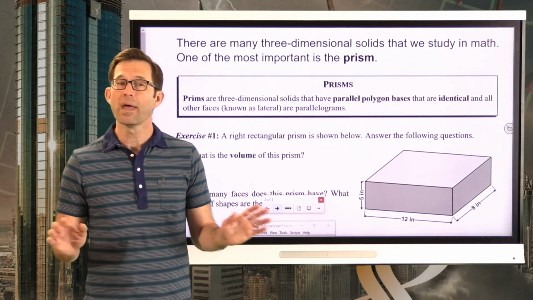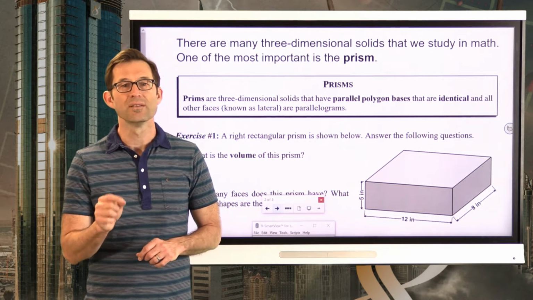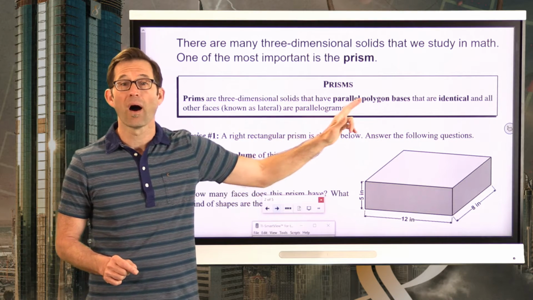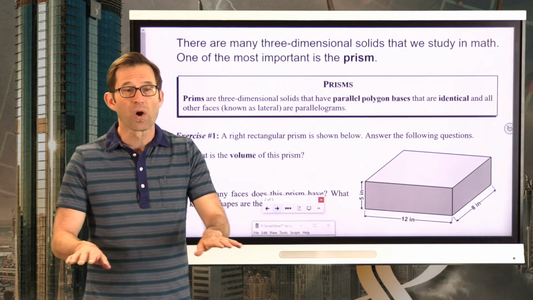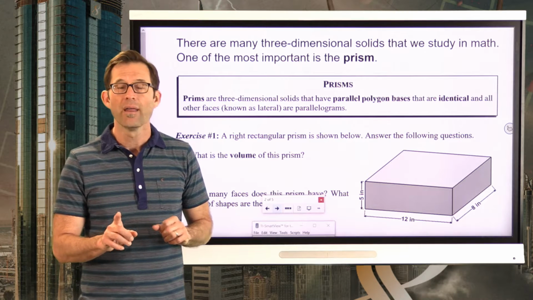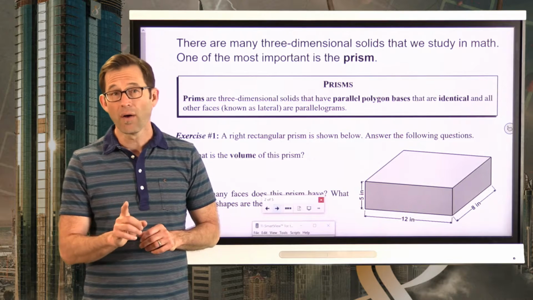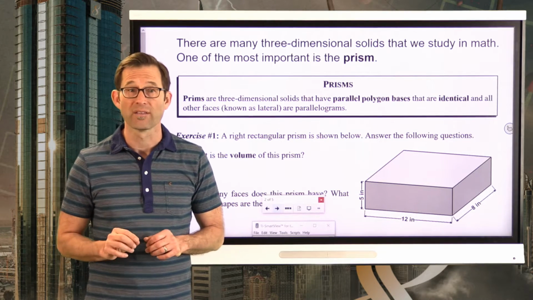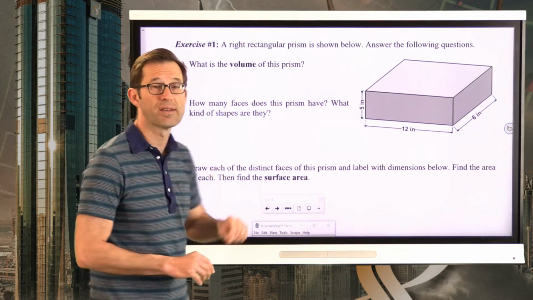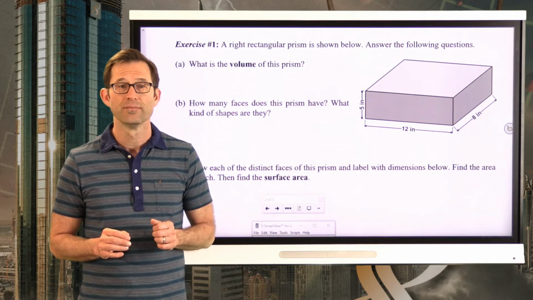All right, now there are many important three-dimensional solids that we study in math, but one of the most important types is the prism. Now as a review, prisms are simply three-dimensional solids that have parallel polygon bases. So their bases are polygons, and there's two of them, and they're parallel to each other, and they're identical. All the other faces, known as the lateral faces, are parallelograms, and oftentimes they're not just parallelograms, but they're rectangles. So let's play around with a prism in exercise number 1 and review how we find both the volume and the surface area of prisms.